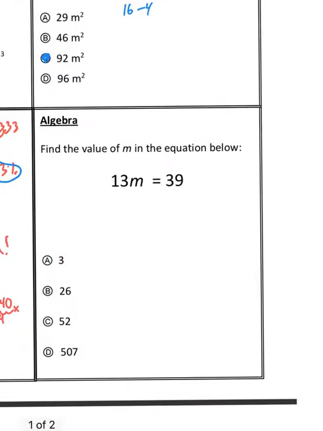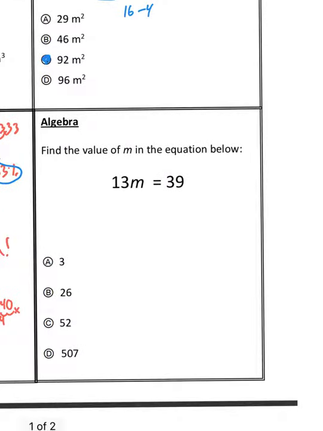All right, last one. Find the value of m in the equation below. So using inverse operations, I'm going to divide each side by 13. Cancel. M equals 3, which is A.